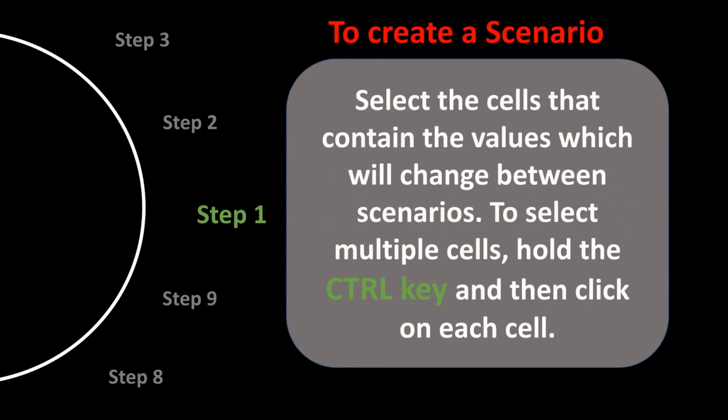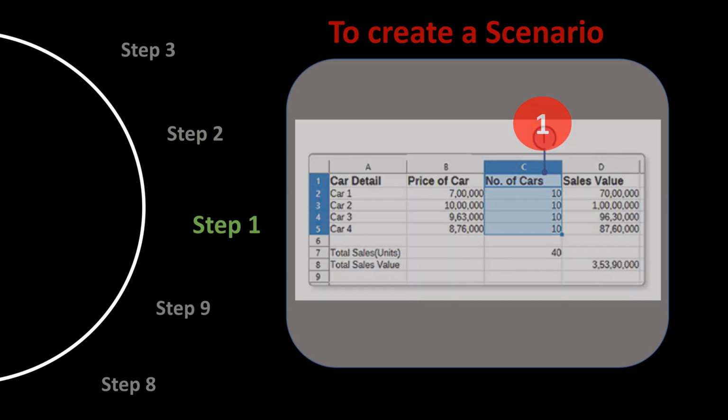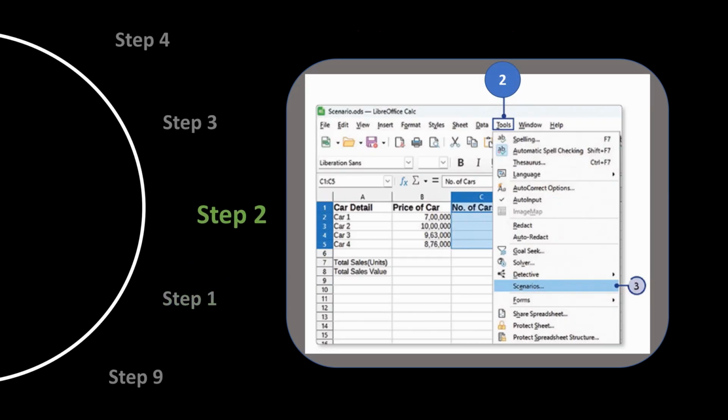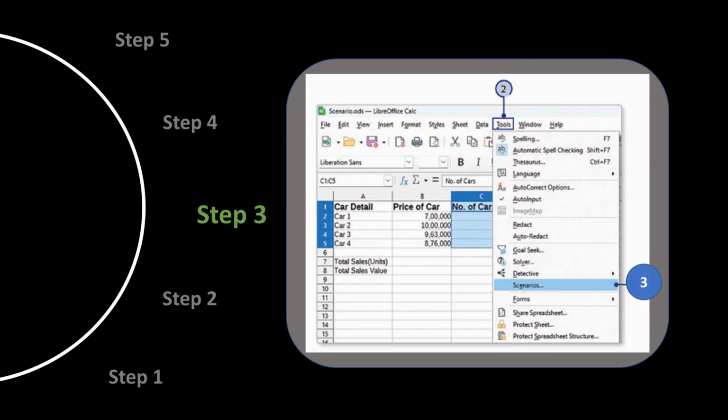Okay, let's go. The first step, select the cells that contain the values which will change between scenarios. To select multiple cells, hold the Control key and then click on each cell, as you can see in the following image. Second step, click on the Tools menu, as you can see in the following image, too. Third step, select the Scenarios option. See point 3 in the image.